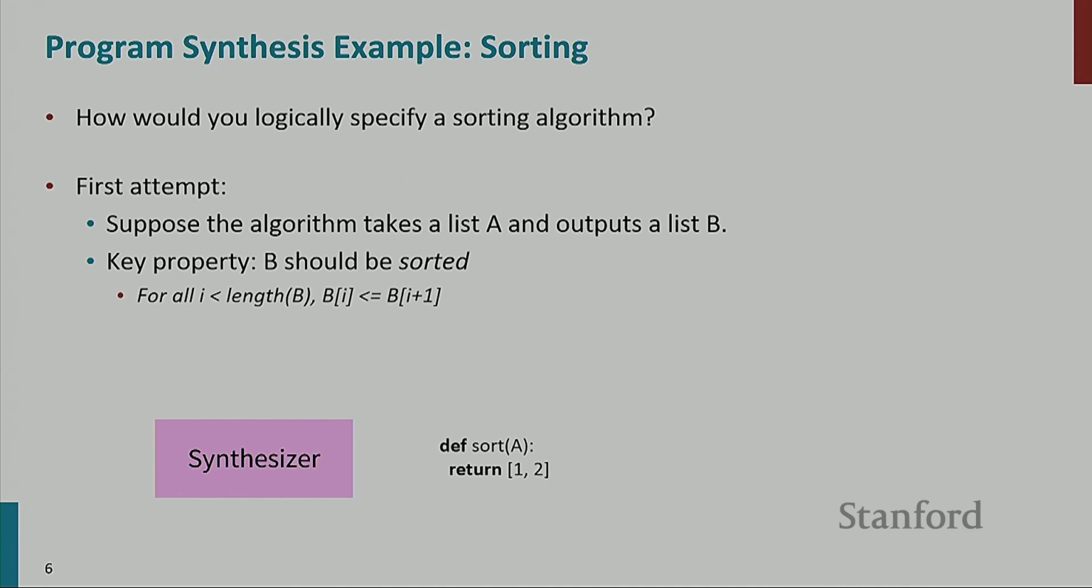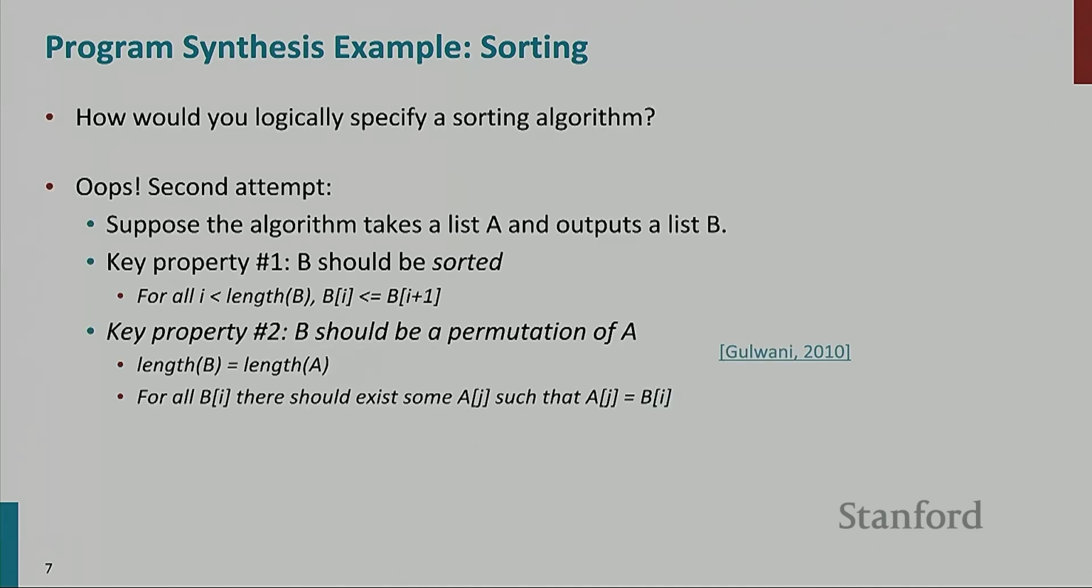So maybe we missed something. We missed that the output not only should be sorted, but also should have the same elements as the input. I can specify that as: I want the array B to have the same length as array A, and it has to be a permutation. Each element of the output has to be somewhere in the input. Writing it a little more formally in first-order logic, it would look like that.